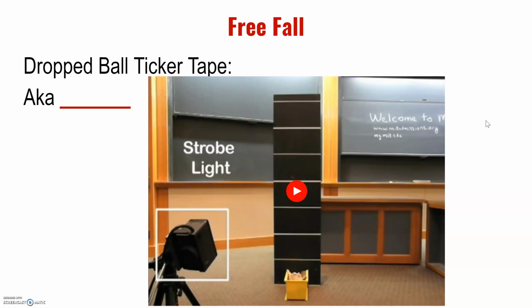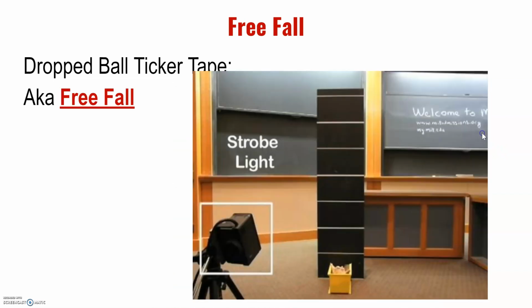So we're going to look at this dropped ball ticker tape, and how this ticker tape is going to be formed is with a strobe light. And so this is a strobe light. It's going to be flashing, and as it's flashing, pictures of this ball that's being dropped will be taken at even time intervals. So this drop ball ticker tape is really just, again, an object in free fall. So let's take a look and see what this ticker tape is going to look like for an object in free fall and what this ticker tape means.